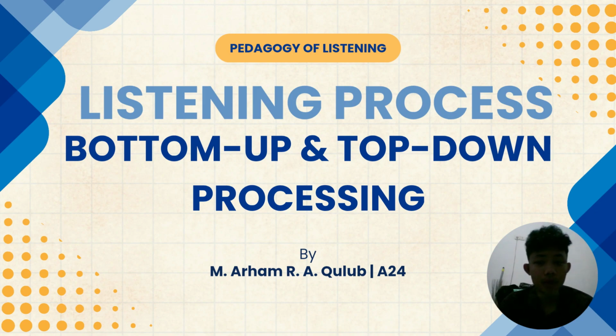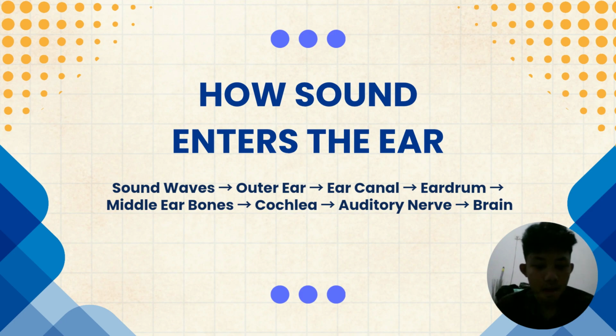But before we talk about the listening process and listening strategies about bottom-up and top-down processing, let's first understand how sound actually enters the ear. Okay, the first one, how sound enters the ear. So this slide will answer the question. The first one, sound travels in waves through the air, and when those waves reach the ear, they enter the outer ear and move through the ear canal. The eardrum then vibrates, and these vibrations are amplified by the small bones in the middle ear.